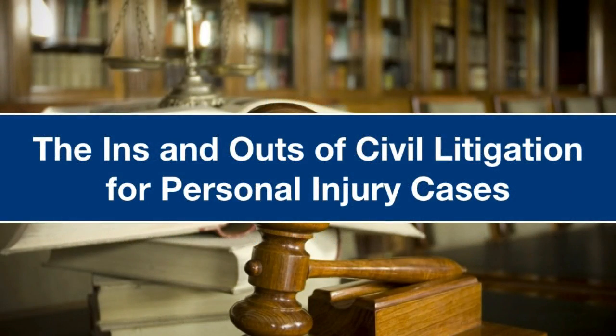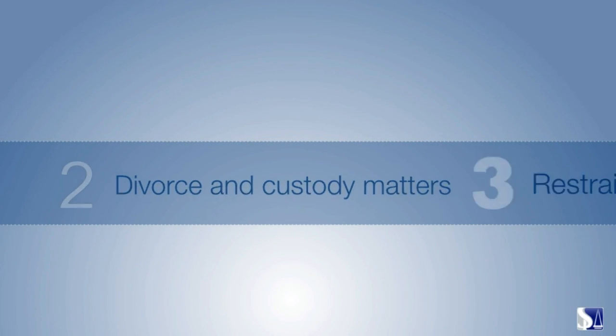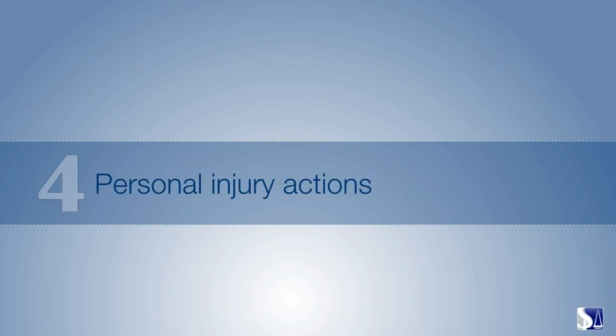Hi. In today's video lesson, we will discuss the ins and outs of civil litigation for personal injury cases. So civil litigation is a legal process of resolving disputes between two or more parties. Examples of civil litigation include breaches of contract, divorce and custody matters, restraining orders, and personal injury actions.